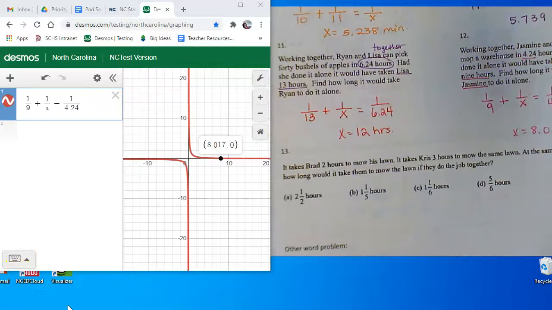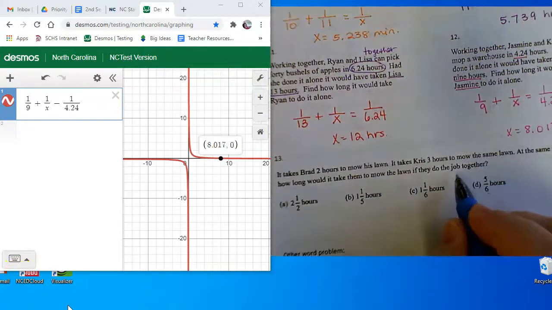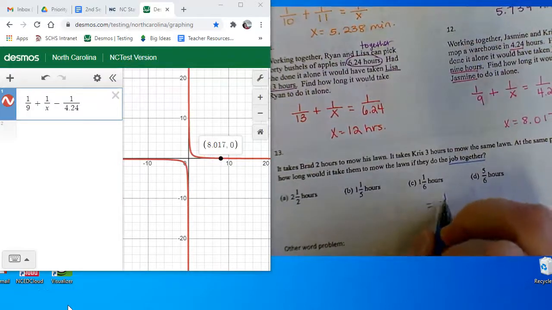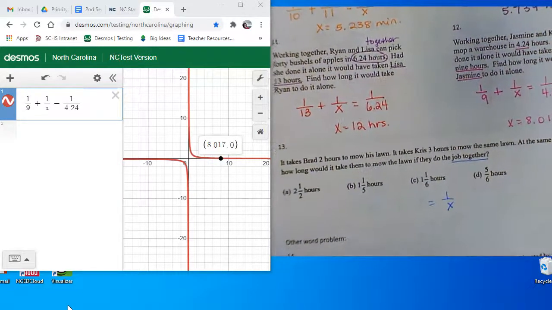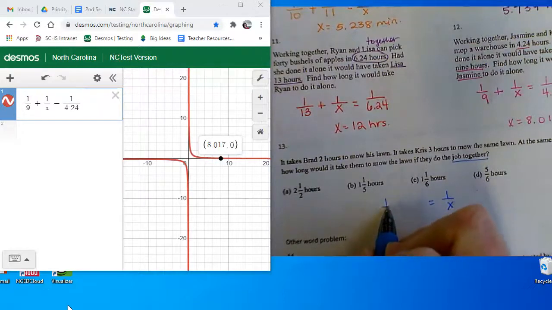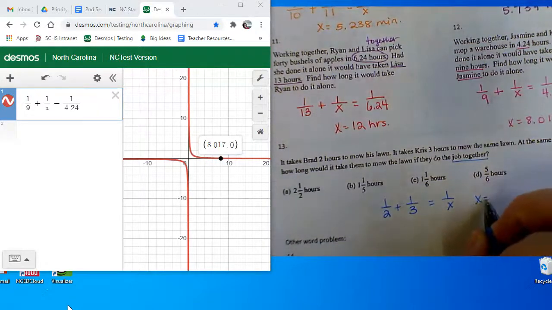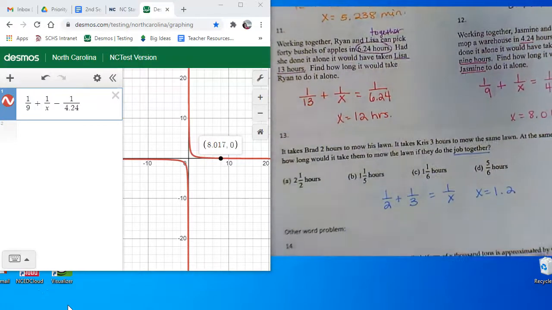Okay, so on this one, we were asked how long it would take for them to do it together. And so we know that we're looking for 1 over x. And so Brad's 1 over 2, Chris is 1 over 3, so you work that out. You do get 1.2 when you work it out.